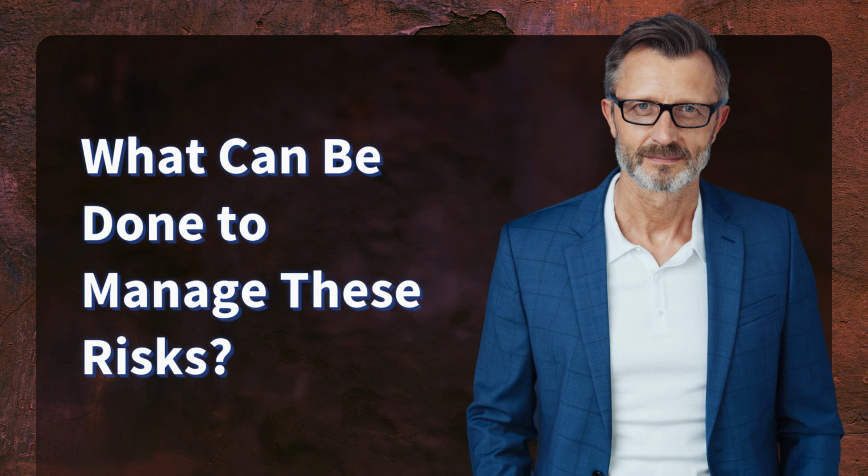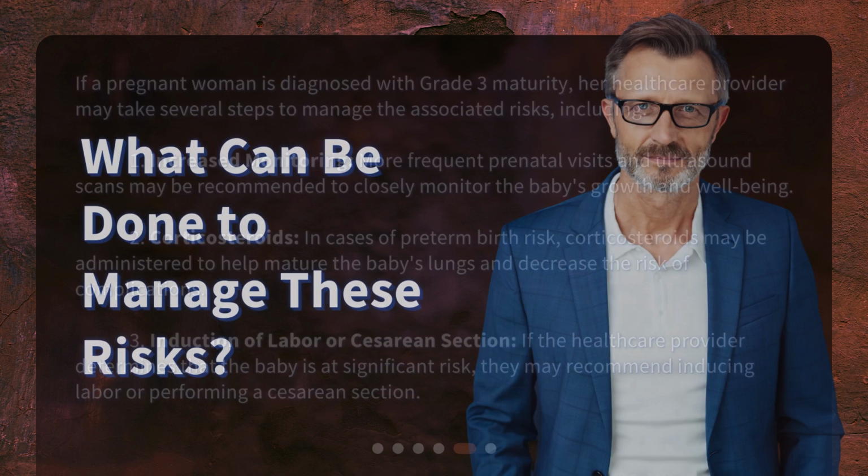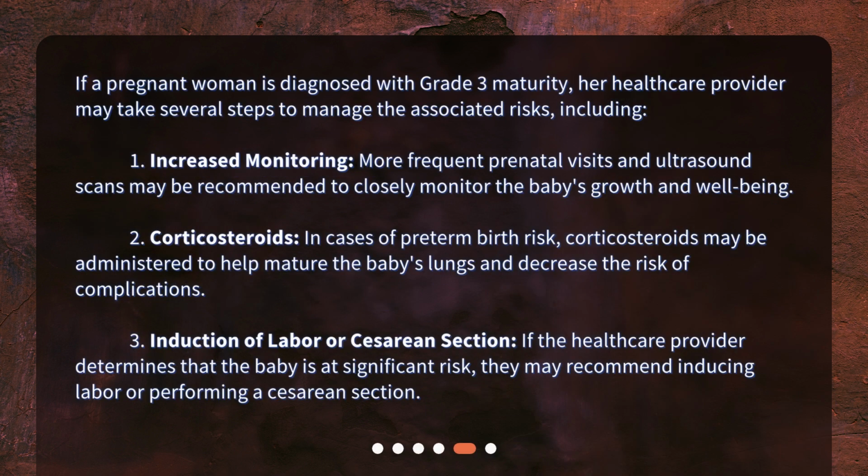What can be done to manage these risks? If a pregnant woman is diagnosed with grade 3 maturity, her healthcare provider may take several steps to manage the associated risks, including: 1. Increased monitoring. More frequent prenatal visits and ultrasound scans may be recommended to closely monitor the baby's growth and well-being.